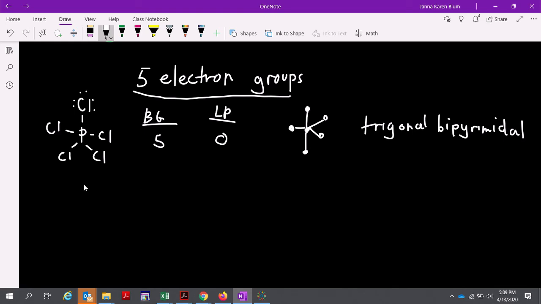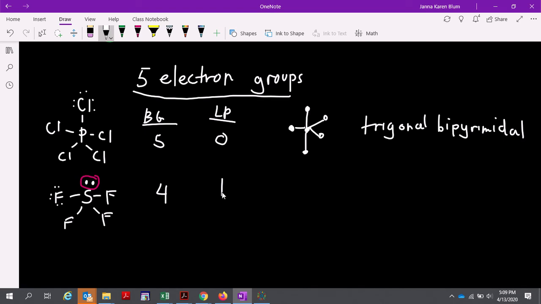This next geometry is one of my favorites. I'm going to draw SF4. And these lone pairs sit here on the fluorine, and there's one lone pair in the middle on this sulfur atom. You can see him there. That's my lone pair. And I have 4 bonding groups, 1 lone pair.